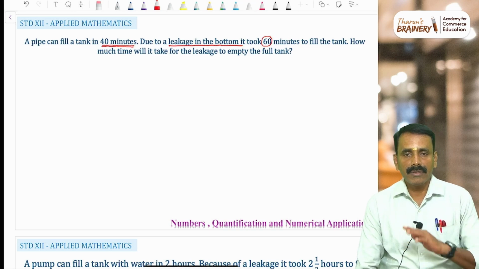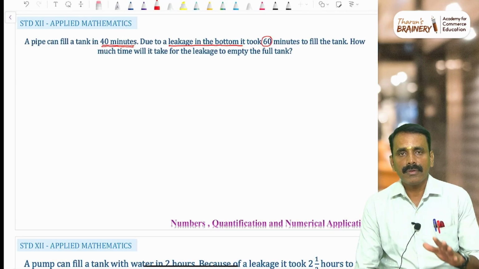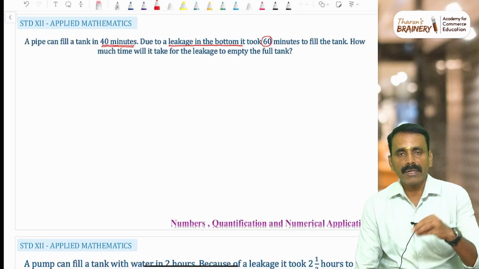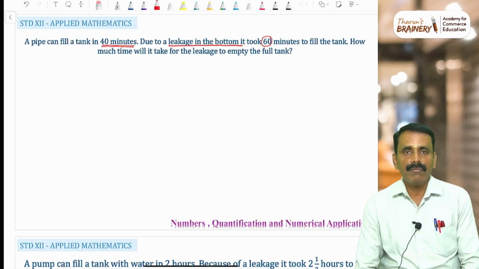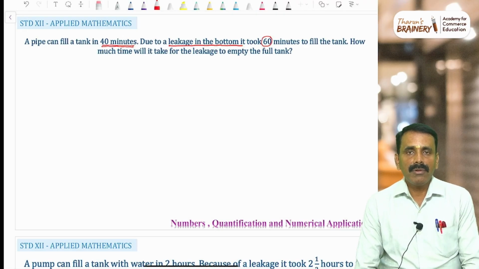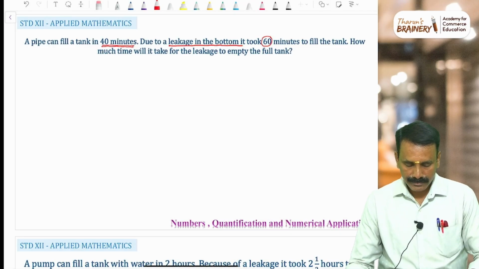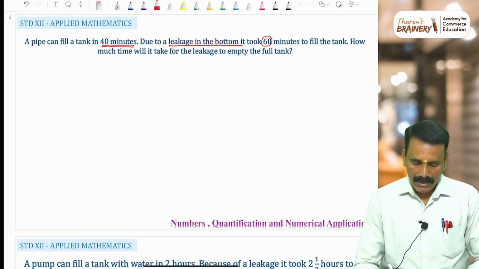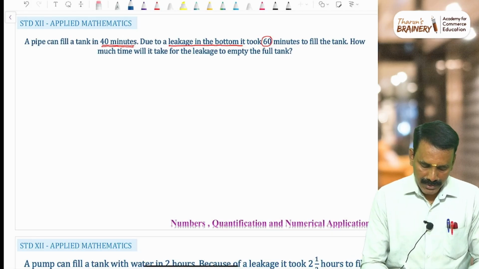Tank is filled with water. Now the tap is switched off. We are not going to pour any water inside. The tank is full. Now we are supposed to find the time by which the tank will be emptied due to leakage. Okay, we start the problem. We start the solution.